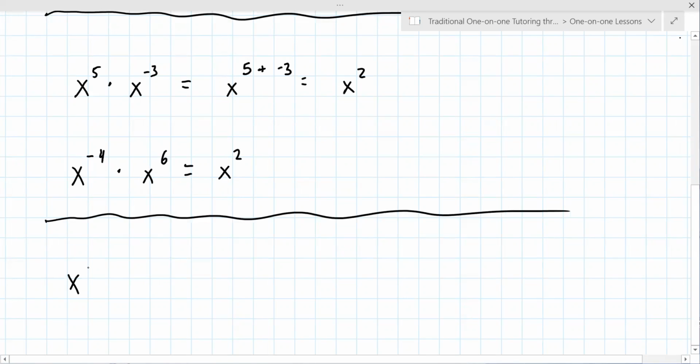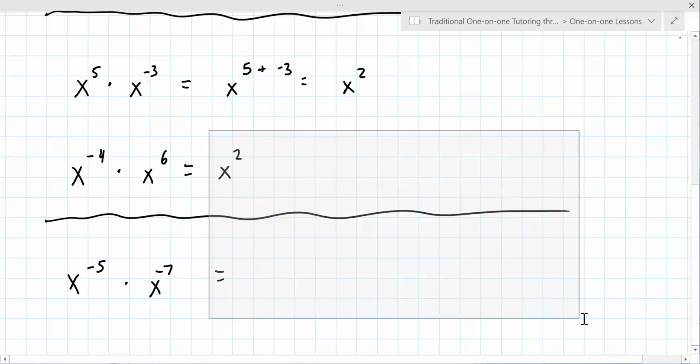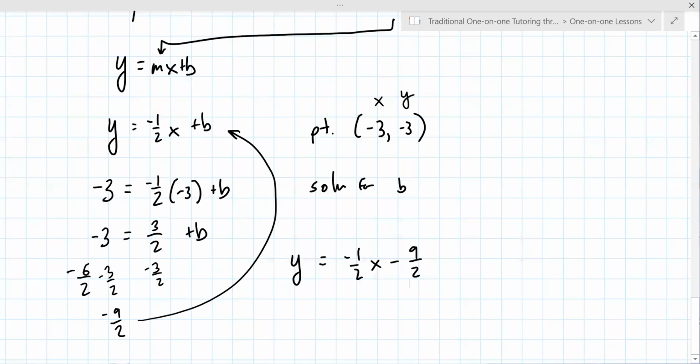Okay, now what if they're both negative? So let's say it's x to the negative 5 times x to the negative 7. You still add the exponents. Wait, no, it's x to the negative 12. Okay, so let's go back and look at that together because I want to make sure you see that. Let me stop sharing for a moment and get back to the right screen here.